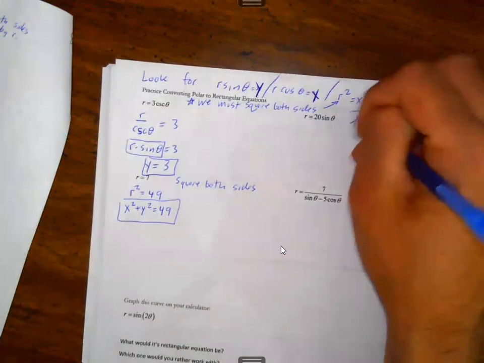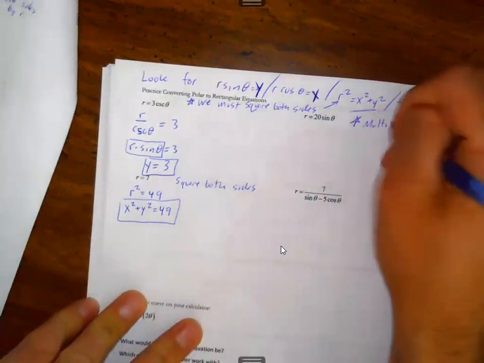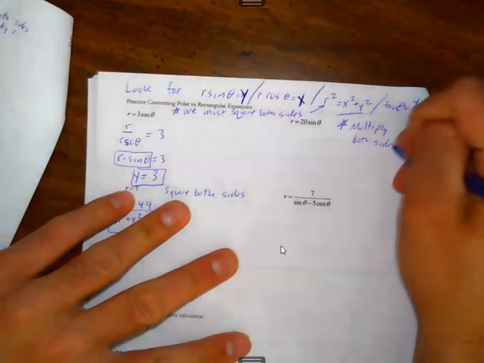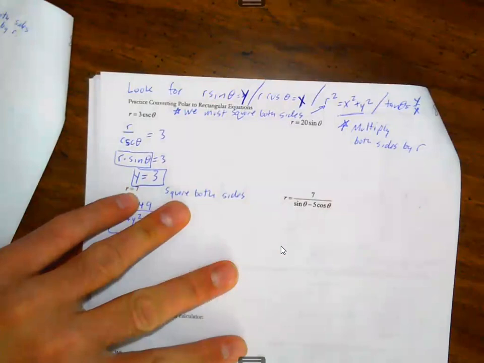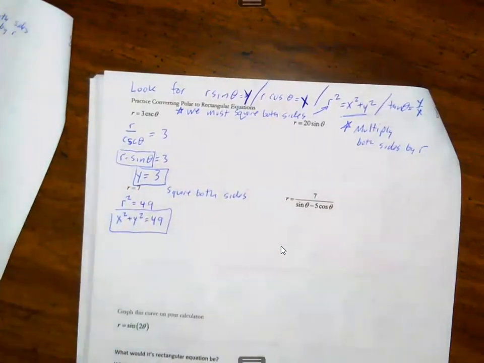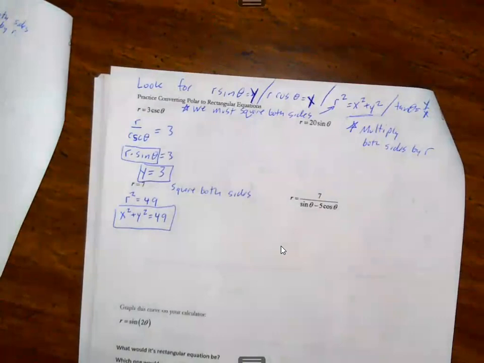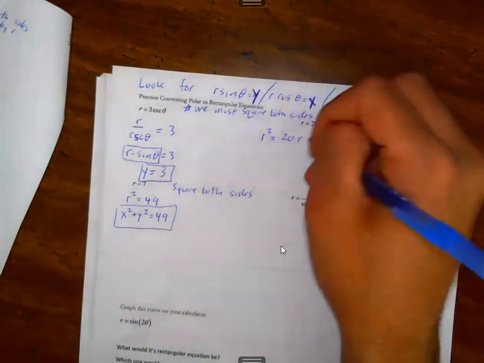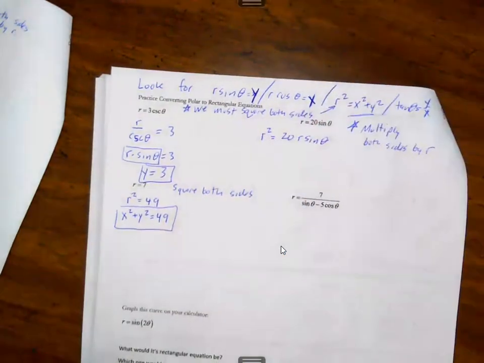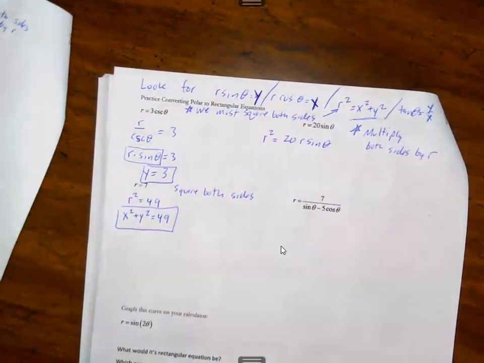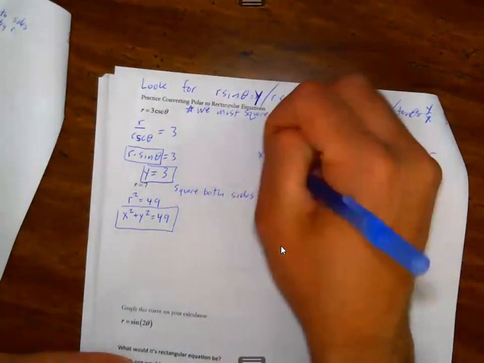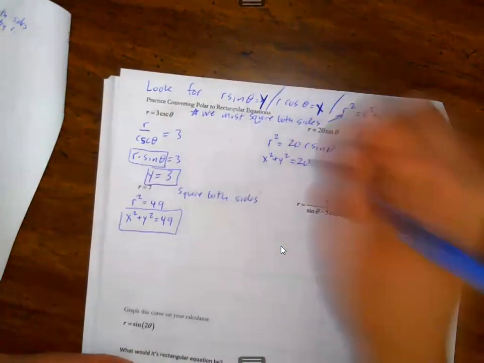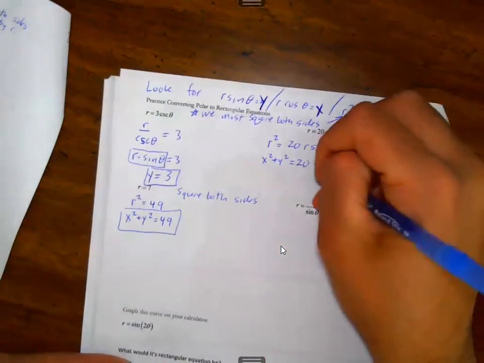So here, we're going to multiply both sides by r. And then it'll make it nice and allow us to plug stuff in. So then we get r squared is equal to 20 r sine of theta. And then for r squared, we could plug in x squared plus y squared, and then equals 20. And then for r sine theta, we could plug in y.